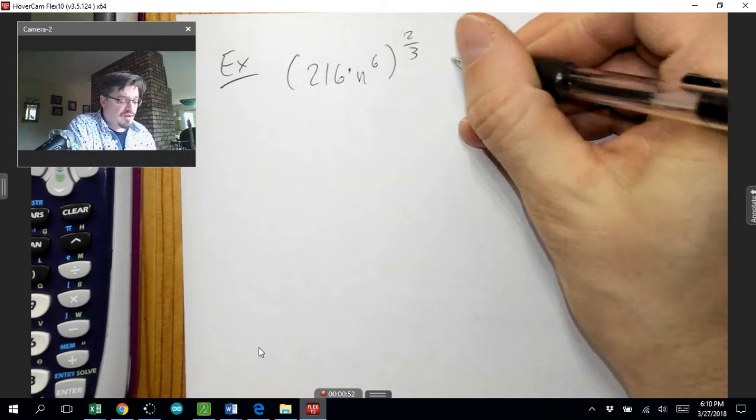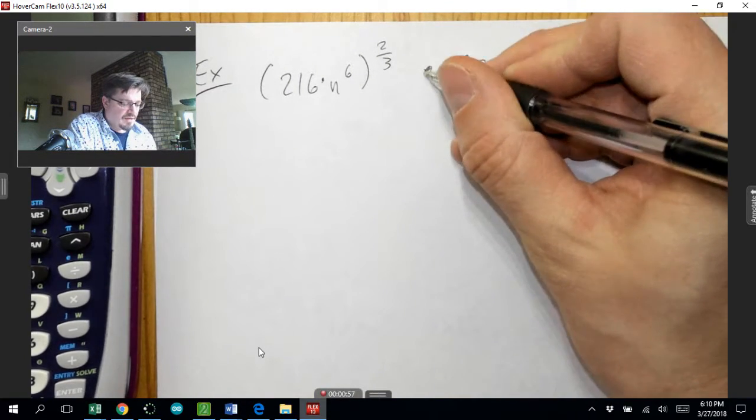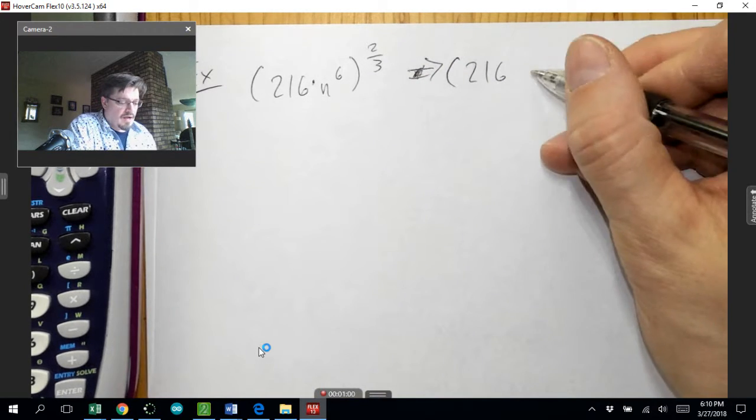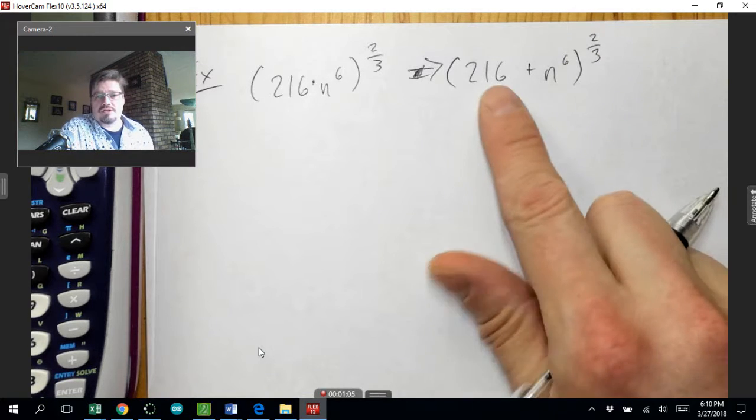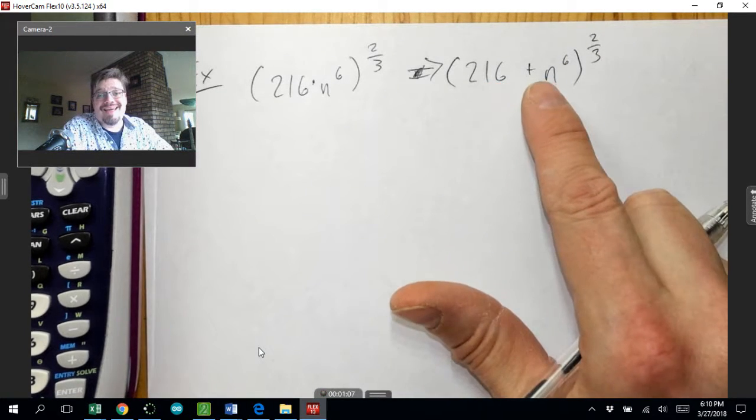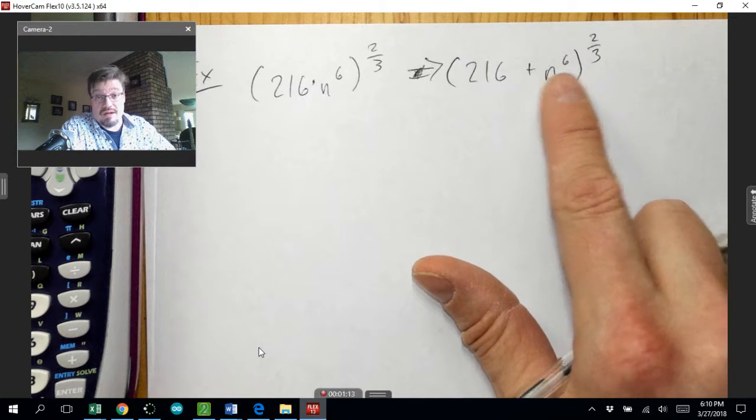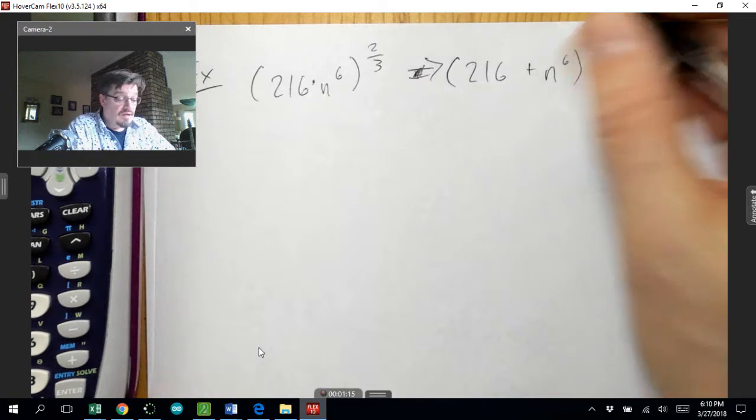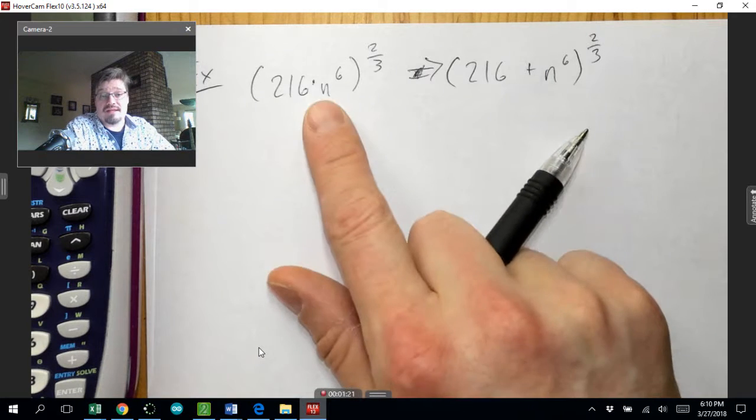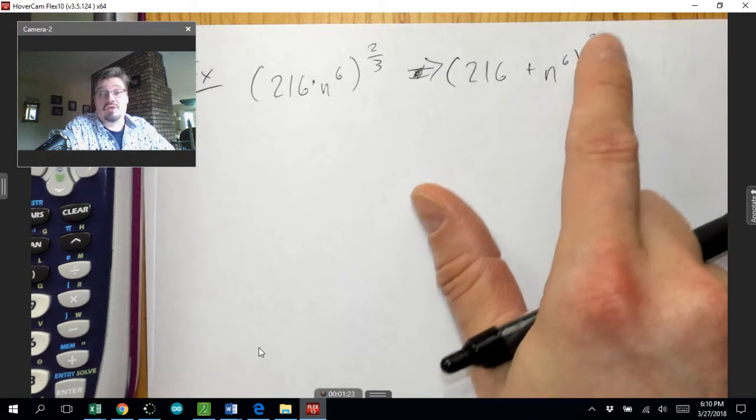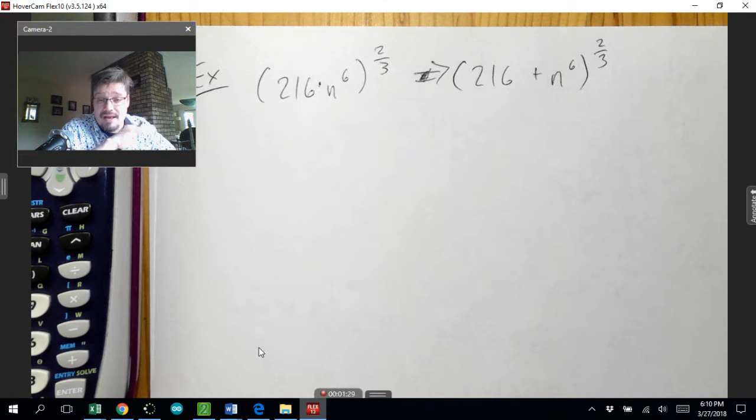Now I just want to stress to you that if you think, no, let's not put equal, let's just put an arrow here. If we had it like this, 216 plus n to the 6th raised to the 2/3 power, there's nothing we can do. This thing is cooked. You can't do anything with this at all except maybe plug in a number for n. This is not that. You cannot distribute an exponent over addition. That has never been the case.